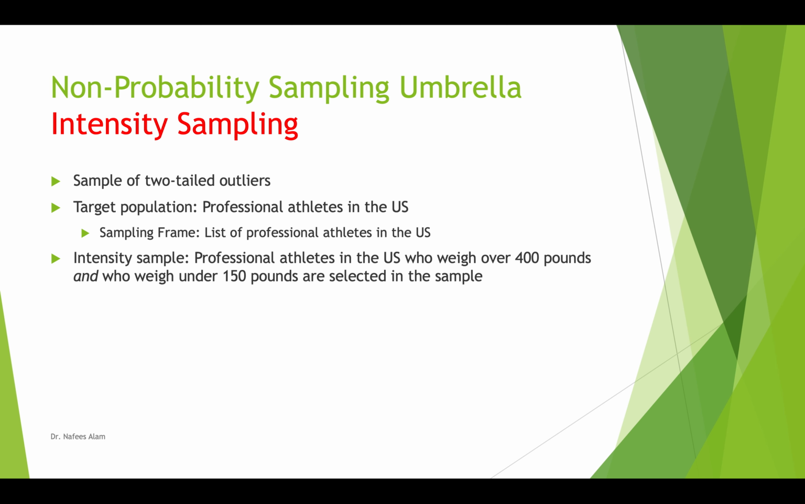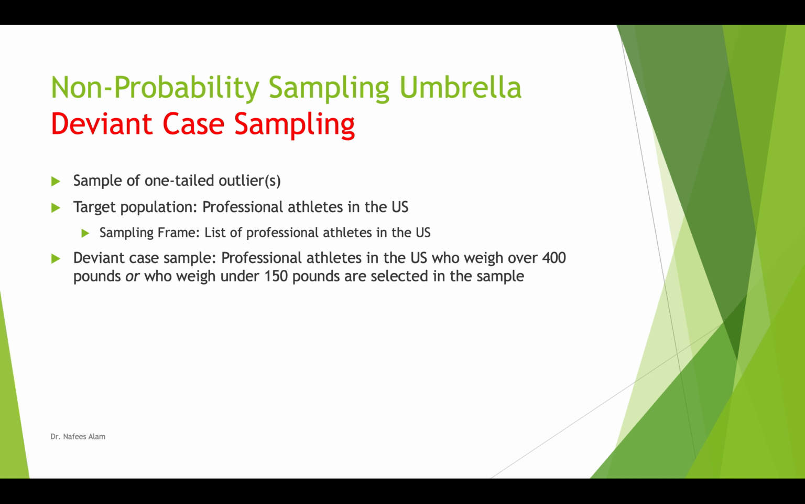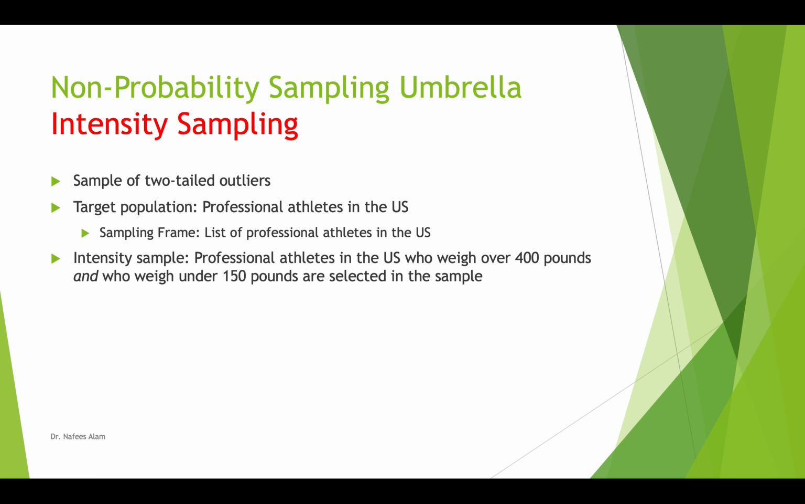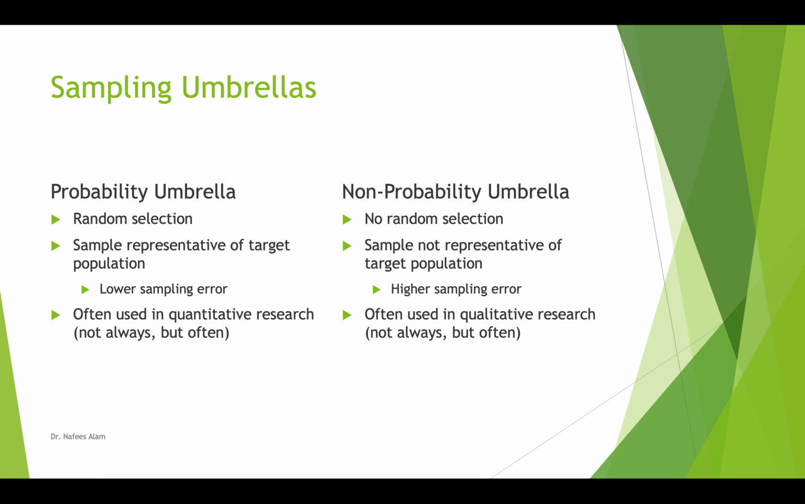So in this intensity sampling, what we have are athletes who weigh over 400 pounds and who weigh under 150 pounds, all within the same research study, versus deviant case sampling, where you have either you're studying professional athletes in the United States over 400 pounds or professional athletes in the United States who are under 150 pounds. In intensity sampling, you're studying both.